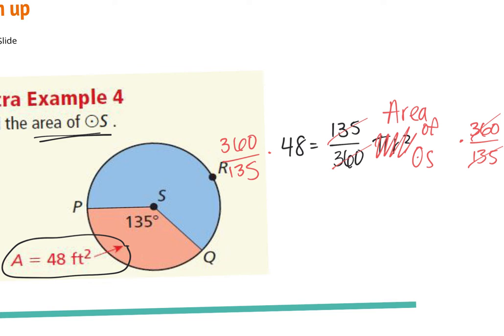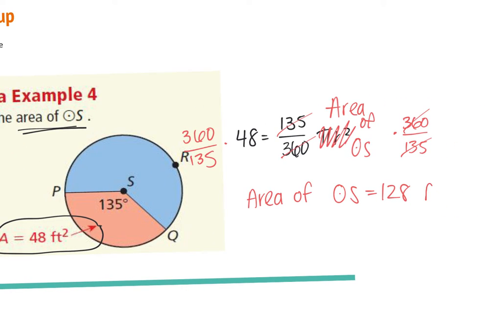And that answer should be, let's plug it in, 360 times 48 divided by 135, 128. The area of circle S is 128 feet squared. So if you did the radius problem, found your radius, used that radius with pi and everything, you should have gotten approximately the same value, okay? But remember, you don't need to find the radius. You just needed to have it as the area of the circle S.